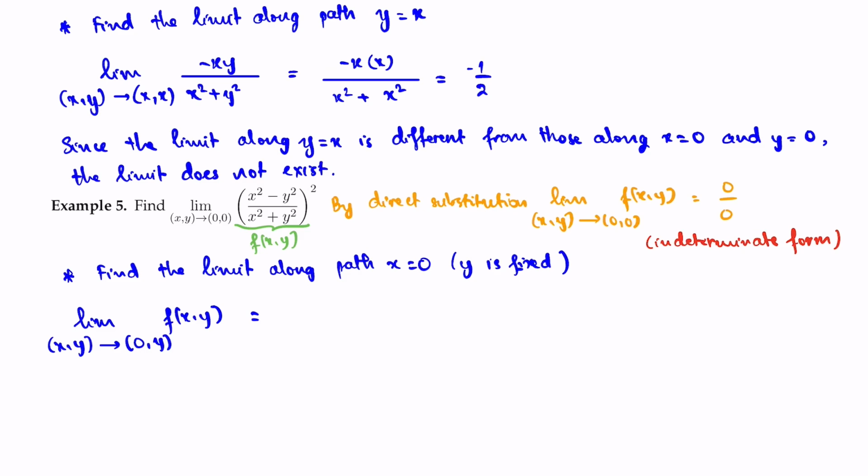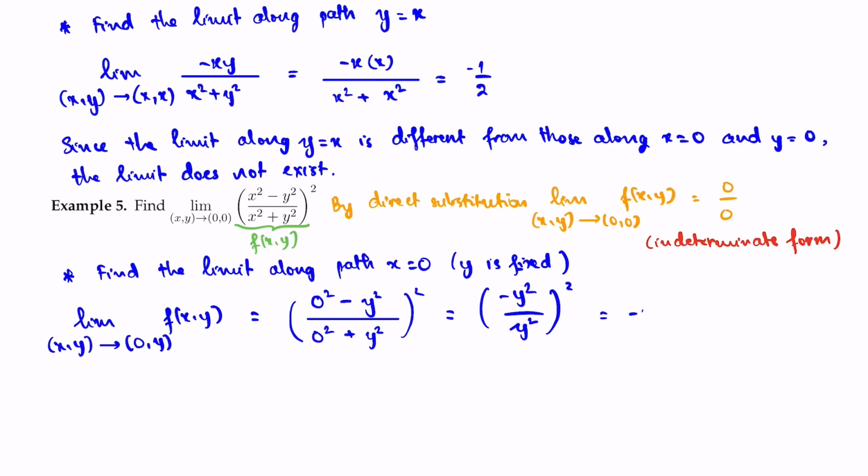By direct substitution, x in this case is equal to 0, y is still y, so you get (0 squared minus y squared) over (0 squared plus y squared) altogether squared. So you get negative y squared over y to the fourth. So the result is going to be positive 1.